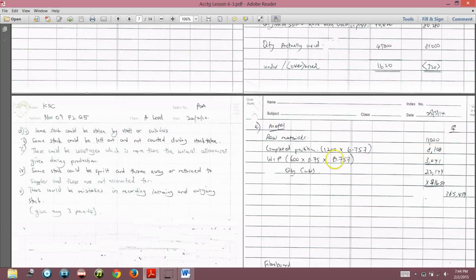Then the completed partition is 1,002 units. You see the 7 meters of metal used to make one partition. Remember, that is an estimate. So what is the actual meters of metal required to make one completed partition?